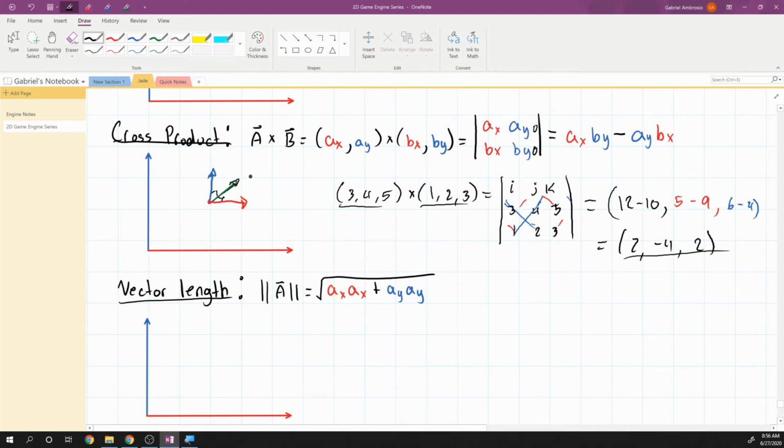Now, 2-dimensional vector products or wedge products are a lot easier. You can just do this times this minus this times this, which is just axby minus aybx. But what this represents in 2 dimensions is actually kind of unclear. We will end up using this in some angular velocity equations where you would normally use a cross product for 3 dimensions. This works pretty good.